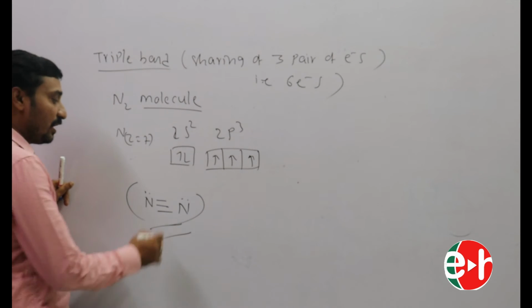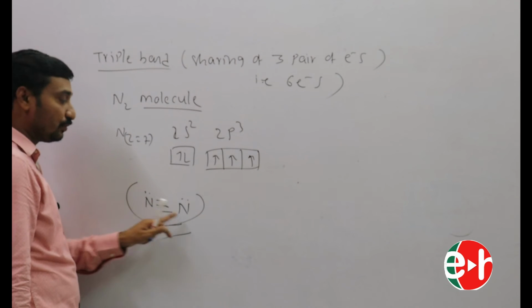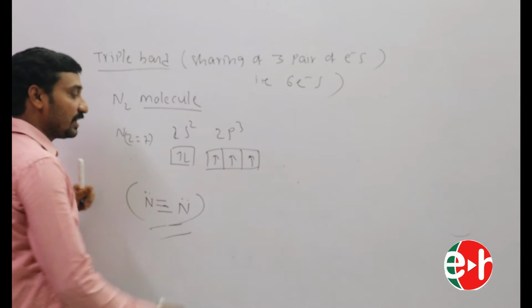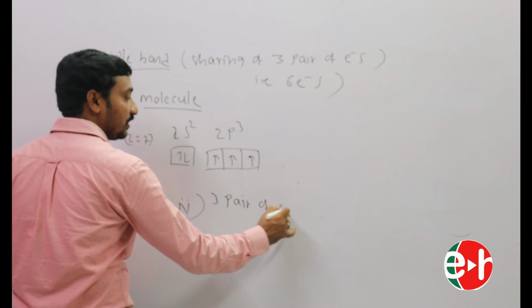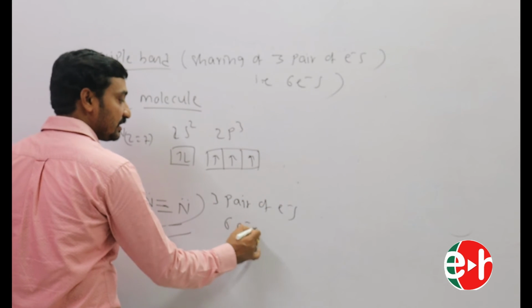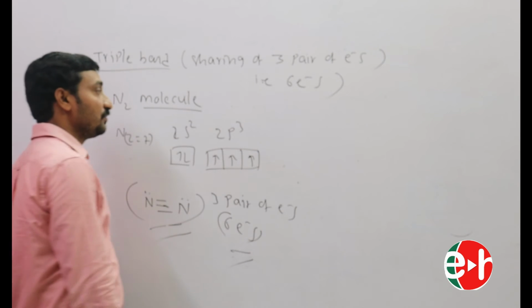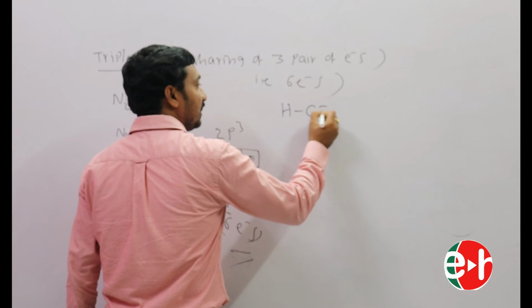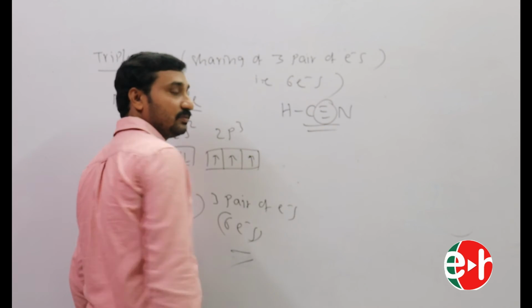Total how many pairs of electrons are shared? 3 pairs of electrons shared: 1, 2, 3 between two atoms. 3 pairs means 6 electrons shared between two atoms. More examples: HCN. In HCN, the triple bond is present between carbon and nitrogen.